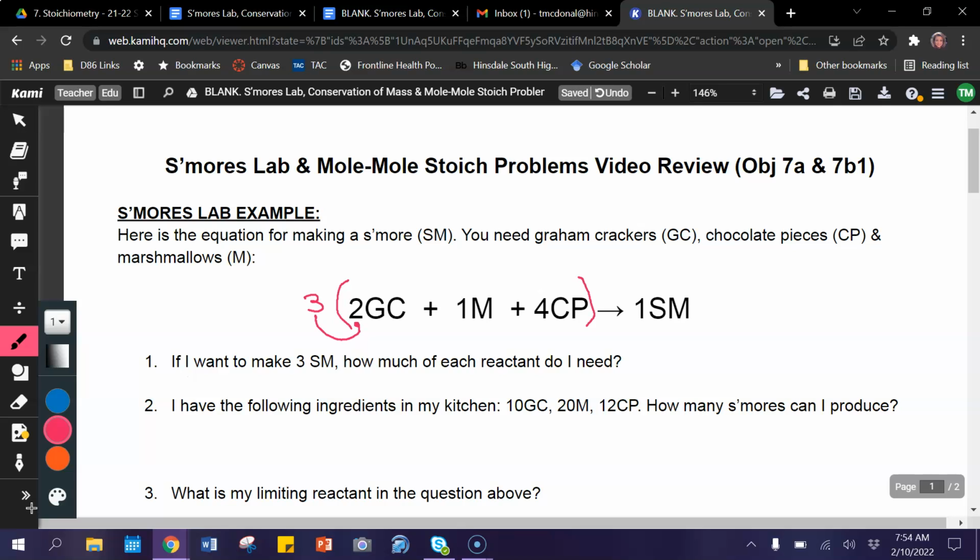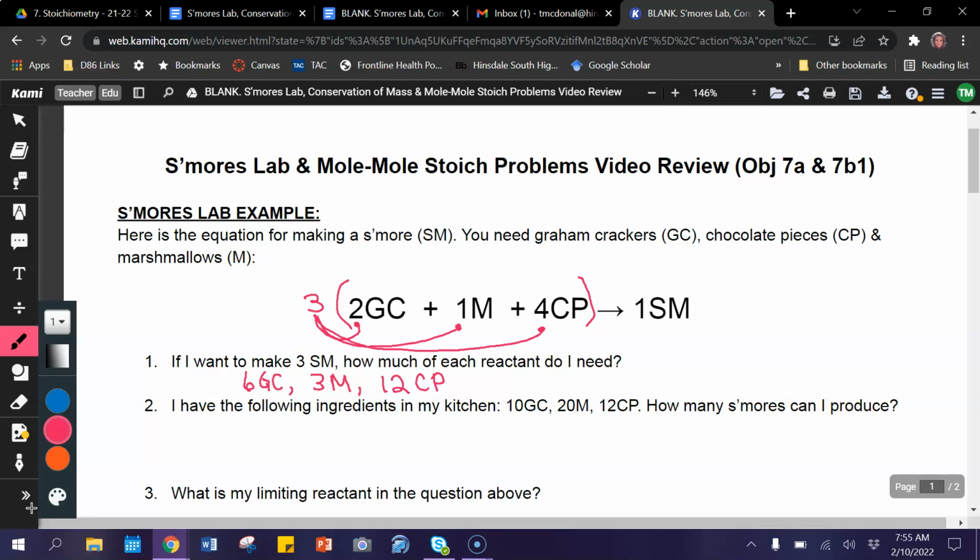So this means I need 3 times 2, or 6 graham crackers. I need 3 times 1, which is 3 marshmallows. And I need 3 times 4 chocolate pieces, which gives me 12 chocolate pieces. And if I have all of those ingredients in my kitchen, I can make 3 s'mores. Next, in my kitchen, however, I've only got 10 graham crackers, 20 marshmallows, and 12 chocolate pieces. So how many s'mores can I produce?